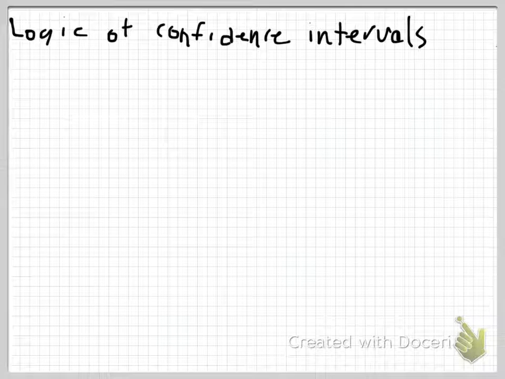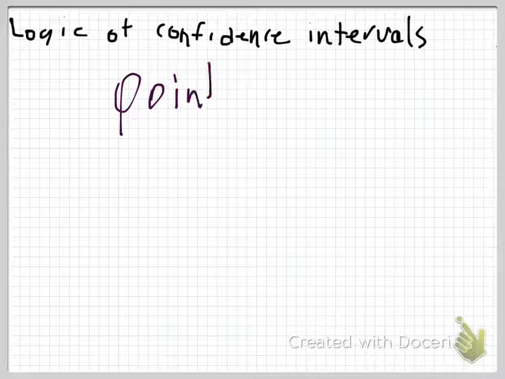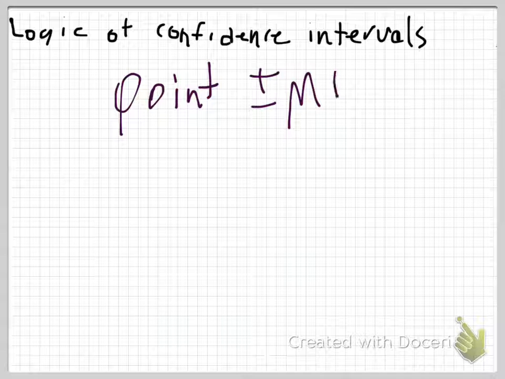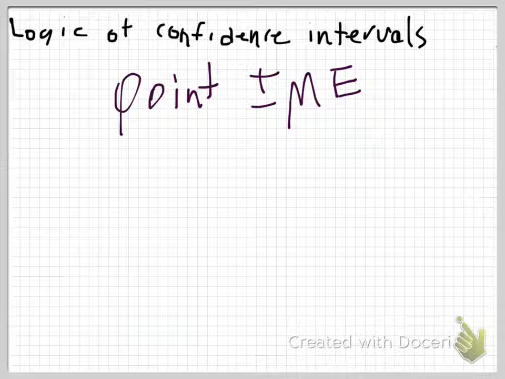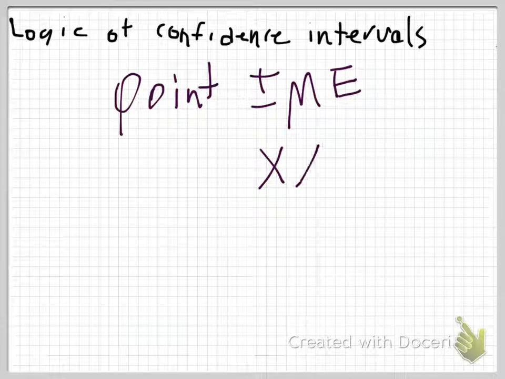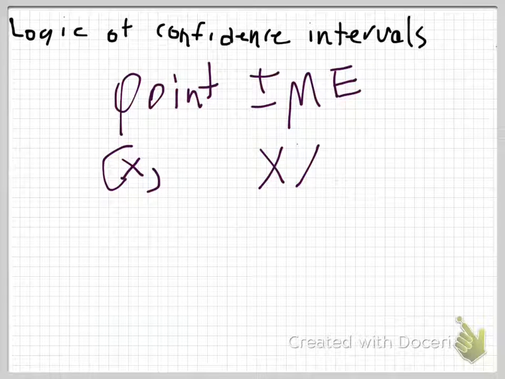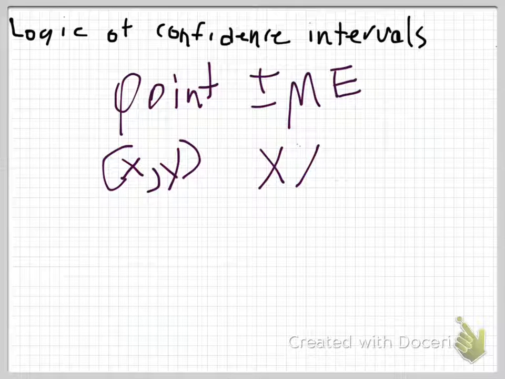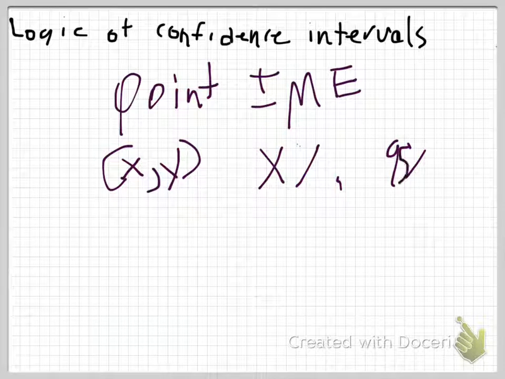A confidence interval is created using a margin of error and a point estimate. So it's the point estimate plus or minus the margin of error. And so when we talk about a confidence interval, what we're basically saying is that if we were to take an infinite number of trials, get an infinite number of points, about X% of them would fall between the interval X, Y. So if we had a 95% confidence interval, then if we were to take an infinite number of trials, 95% of the point estimates we get would fall between this confidence interval.